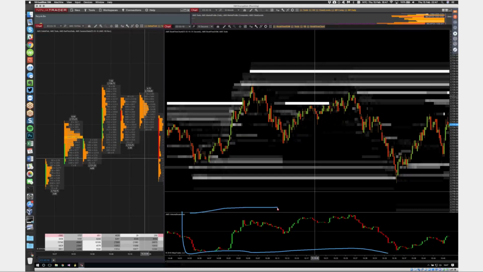Net delta on bar level. Yeah, okay, so you mean the other one. No, I don't use it. I don't think it's that interesting.